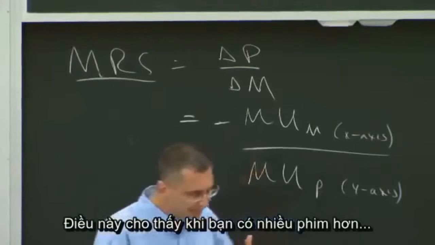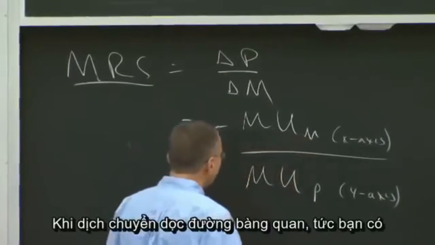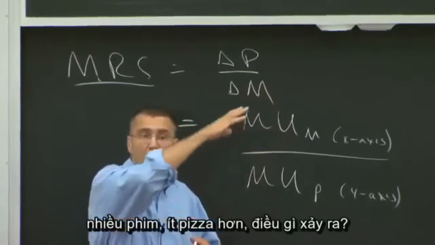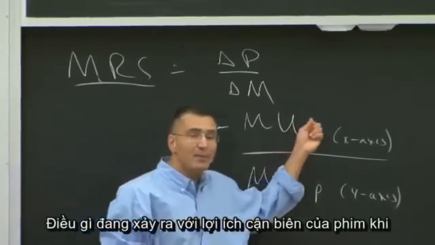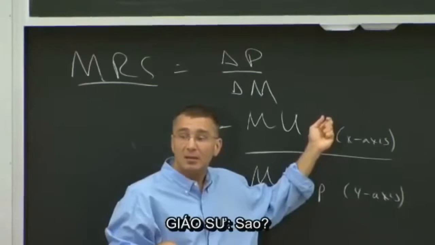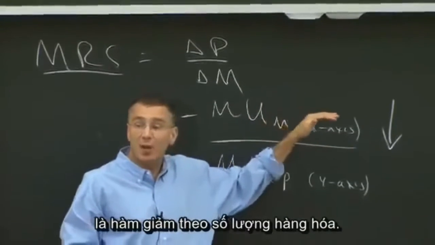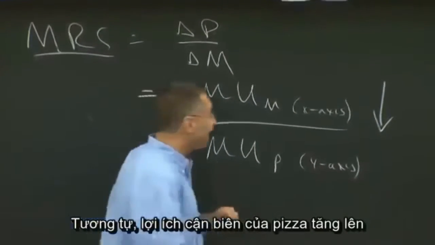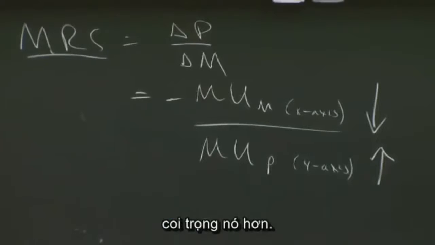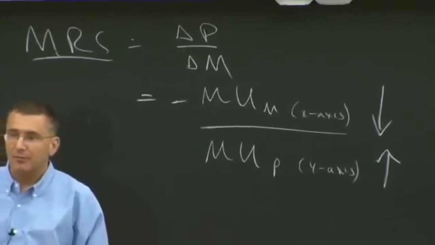What this is saying is, let's relate this to the graph. As you get more movies and less pizza, as you move down that curve, what's happening to the marginal utility of movies as you move down that curve? What direction is it heading? It's decreasing, right? Because you're getting more movies, and marginal utility is a negative function of quantity. Likewise, the marginal utility of pizza is increasing because you're getting less pizza, so you care about each pizza more. And that's why the marginal rate of substitution diminishes.